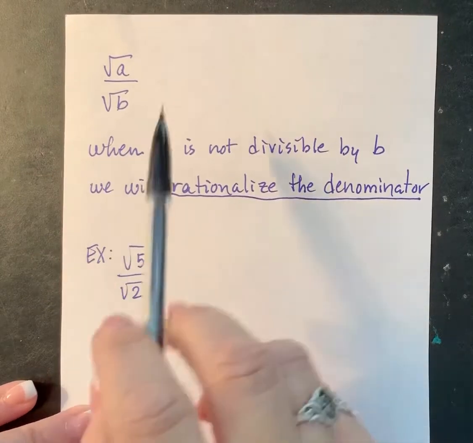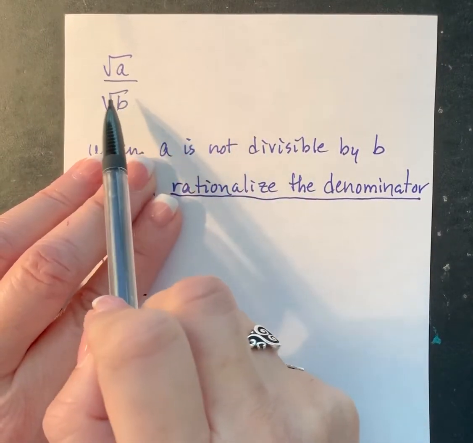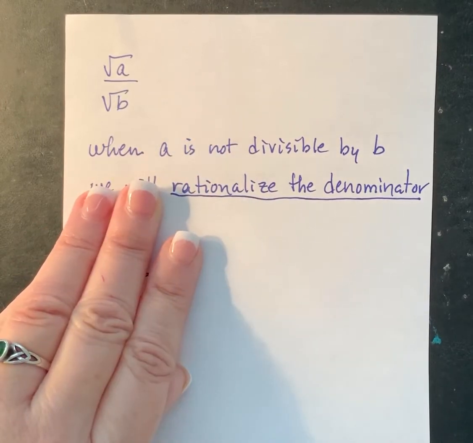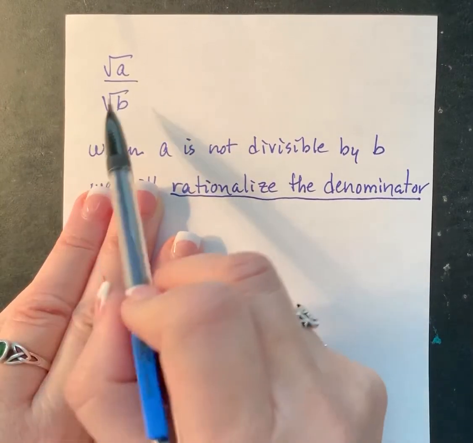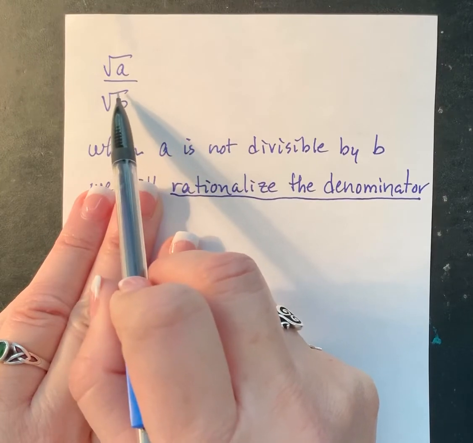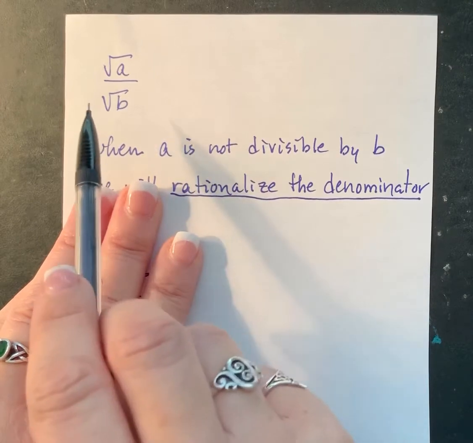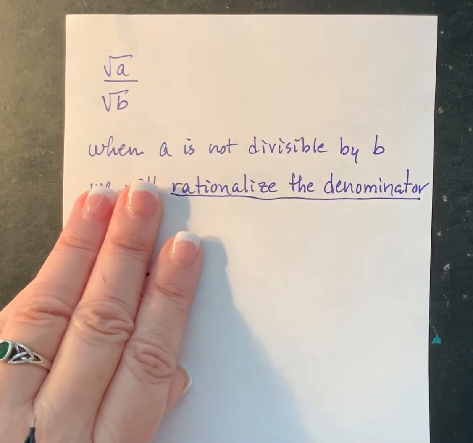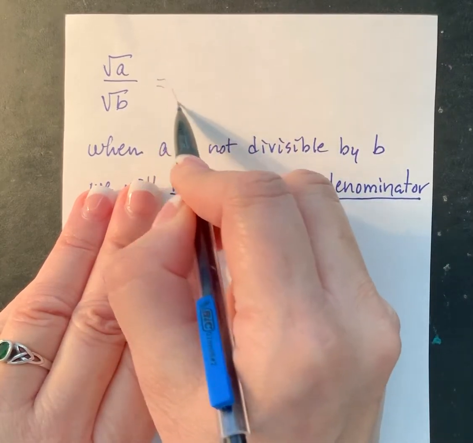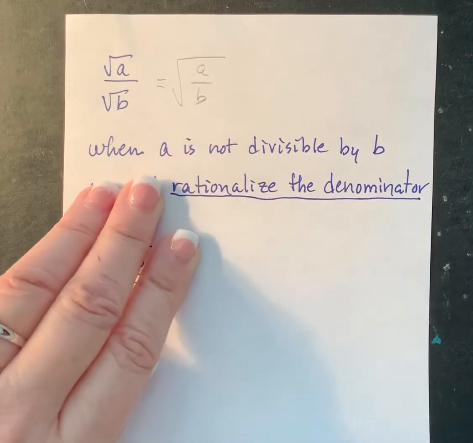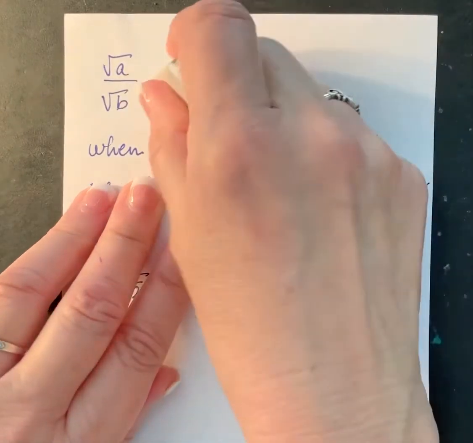Okay, in this video, we're going to still talk about dividing square roots, but we'll talk about what if A is not divisible by B. We'd never want to have a final answer where we have a square root in the denominator. And we never want to have a final answer where we have the square root of a fraction either. So yes, this would be the same thing as the square root of A over B, but if A doesn't divide by B, we can't leave it that way.